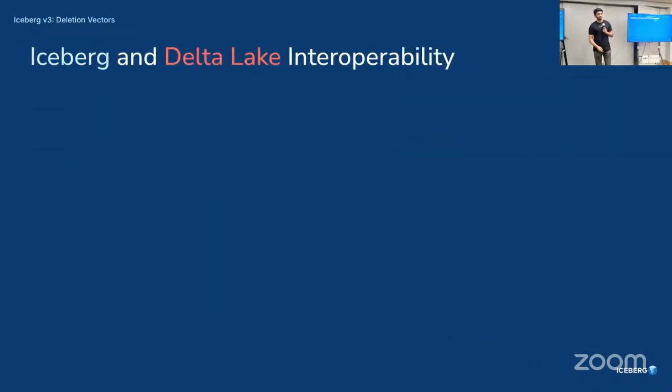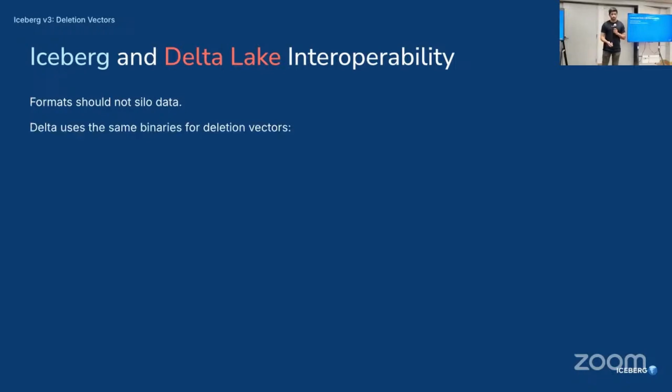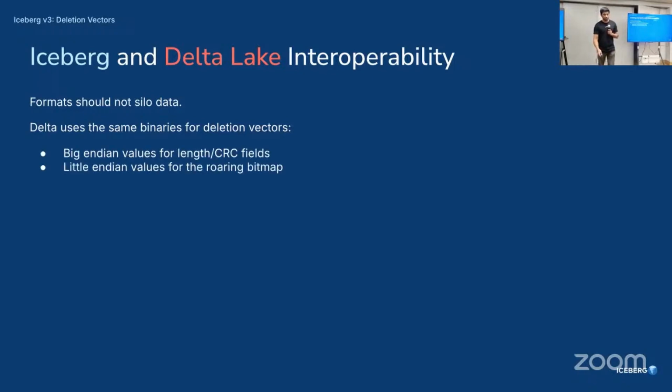And then finally, oh, that's a scary word, Delta Lake, inside the Iceberg talk. One thing that's worth calling out with the deletion vector blob is that the formats, we believe, should not silo data. And as a result, Delta actually uses the same binaries for the deletion vectors. So it actually goes down to the exact ordering of the bytes, right, where we use big endian values for length and the checksum fields, as well as little endian values for the actual roaring bitmap itself. That's a little handshake going on.